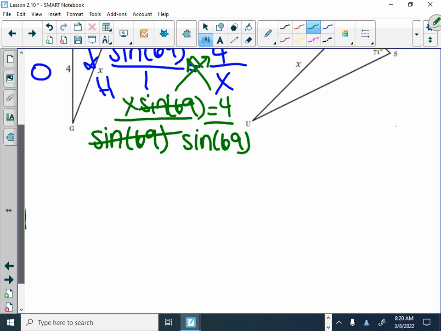And round to 2 decimal places, right? So 2 decimal places. Sorry, I should have told you that earlier. 4.28, perfect. So x is approximately, that's what those squiggles mean, approximately, because we're rounding. 4.28, good.